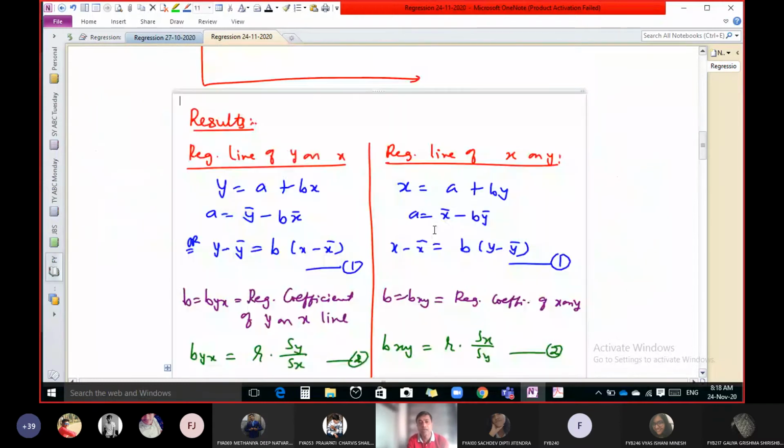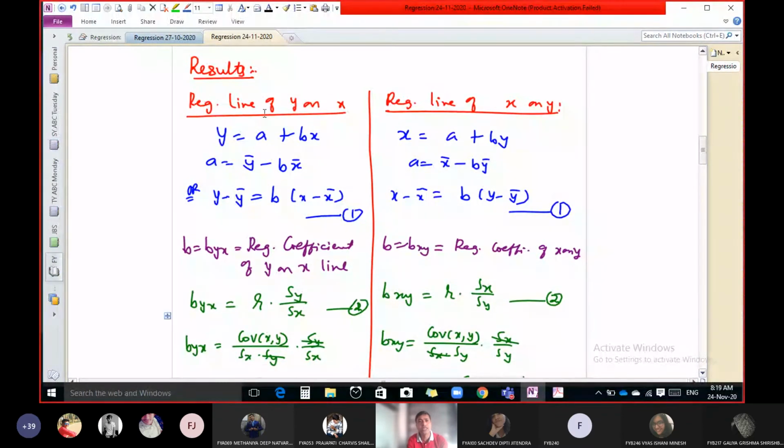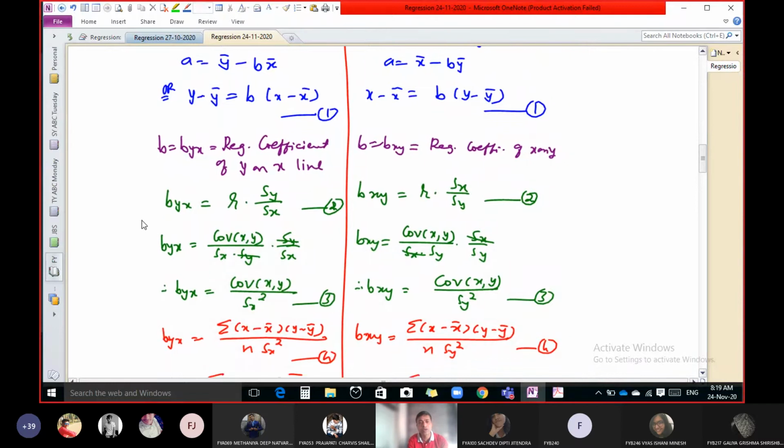Okay, now we already discussed a few results. Let us revise that one. There are two regression lines. One is x on y, the other one is y on x. We already discussed this one. Now the formula. This formula you have to learn.